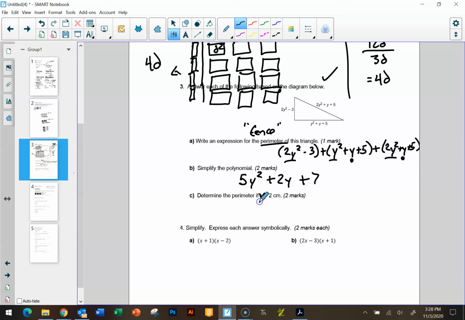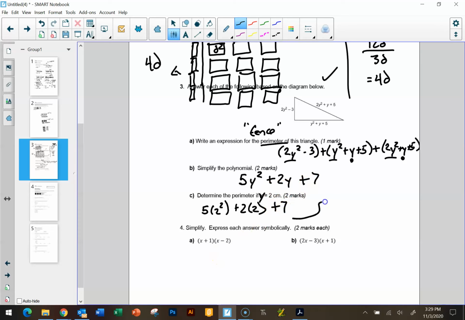Well, I should have changed that. That should be y equals 2. It'd be tough to substitute an x in there. There isn't one. So determine the perimeter if y equals 2. All right, well, we've got 5 times 2 squared plus 2 times 2. By the way, I'll try to go fix this on the practice exam before anyone does it.